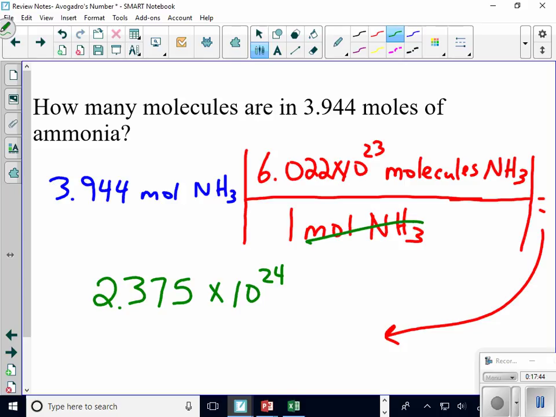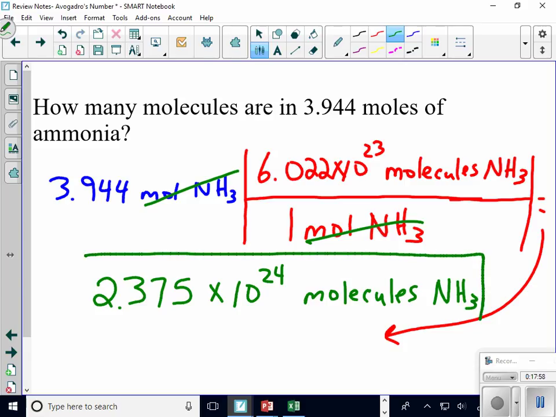My moles cancel, so my label is going to be molecules of ammonia. Draw my box around it so Mr. Braun can easily find my answer.